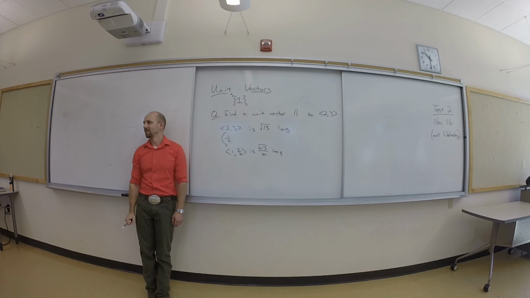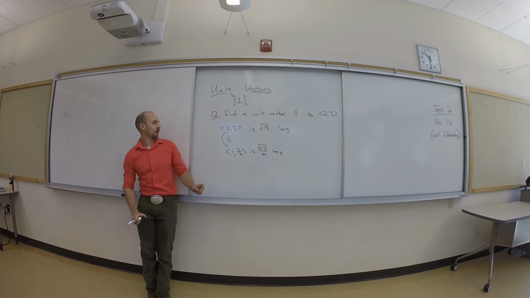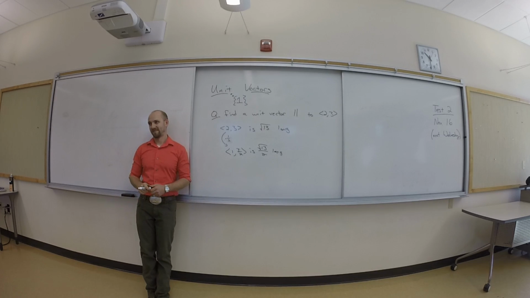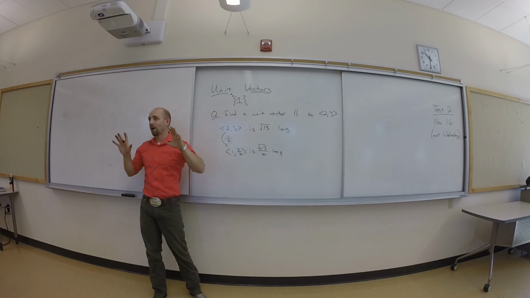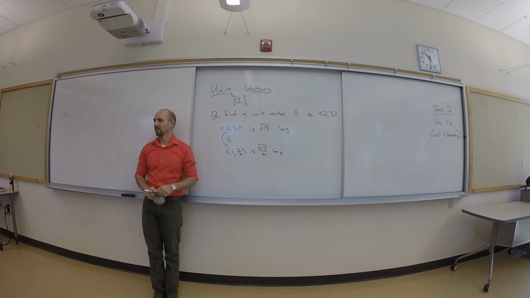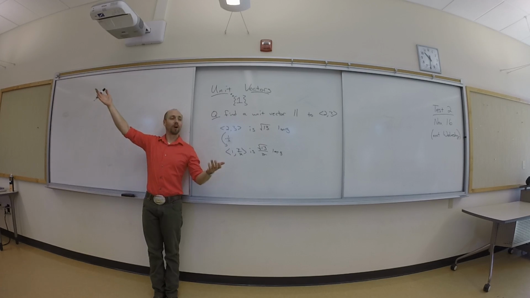What about -2, -3? -2, -3 is the same length but points in the opposite direction. I want the same direction. Good idea though, it's still parallel. Could you maybe just find the slope of that and offset it somewhere else, not from the origin? Yeah, but it'll still be too long. I'm just trying to find a unit vector, which means I want to make this thing one long. So you just divide it by the square root of 13. Oh, that would work, right?